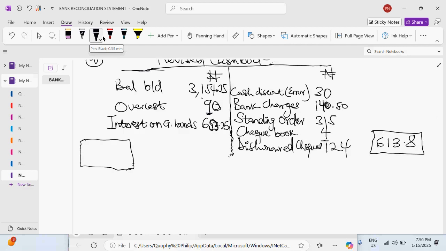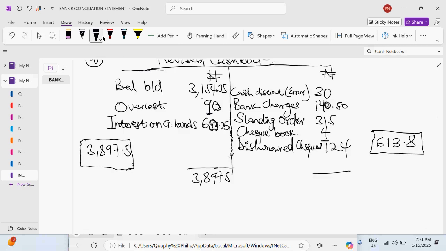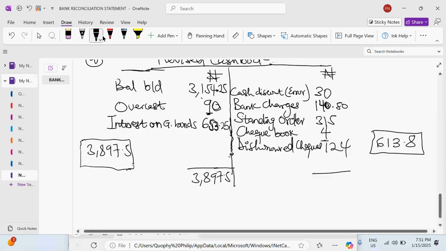What are you getting for the debit side? 3897.5. So basically more than this amount. This side would also be 3897.5.